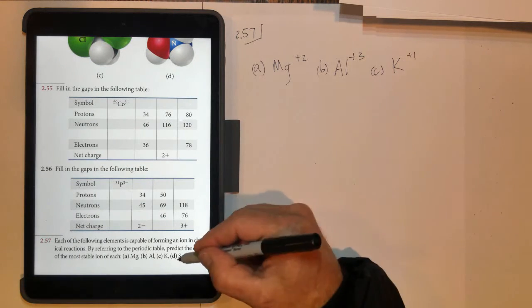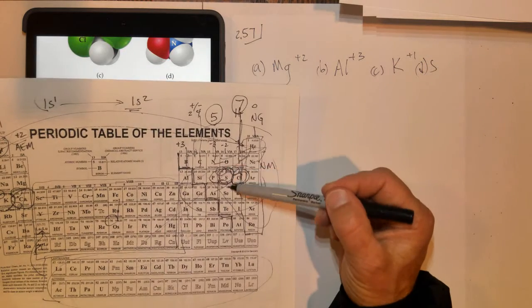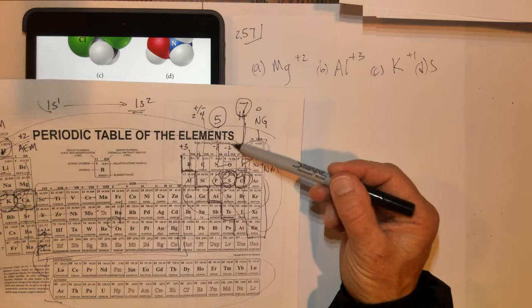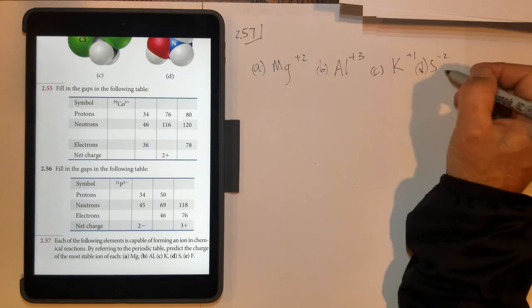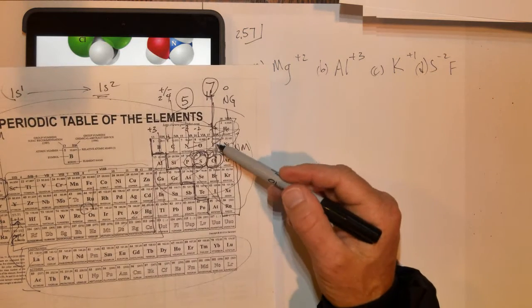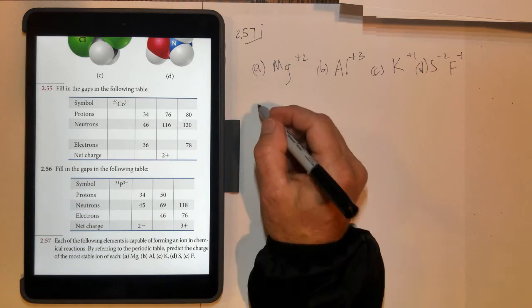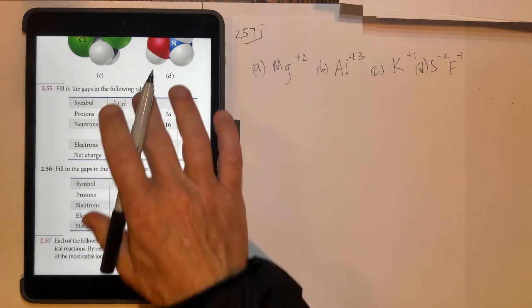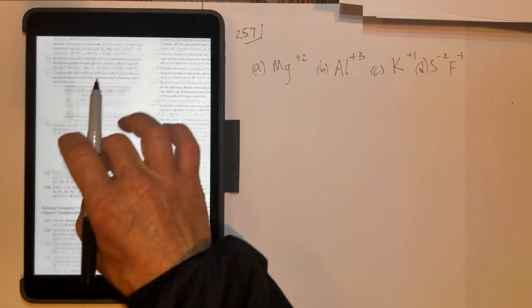And then we have letter D being sulfur. Sulfur is in group 16, and group 16 is almost always minus 2. So we'd put a negative 2 right here. And letter E, fluorine. The element fluorine is in the upper right-hand corner. It's in group 17, and they're almost always minus 1. So a negative 1 right here for fluorine. That completes 57. The last one is number 64.